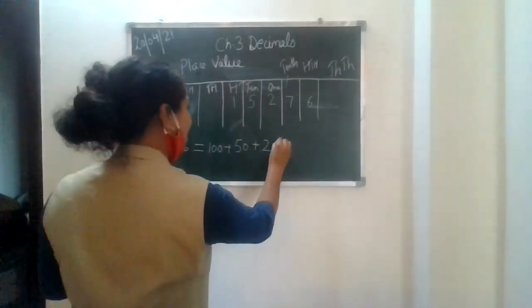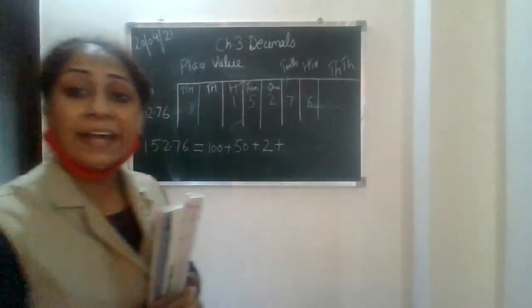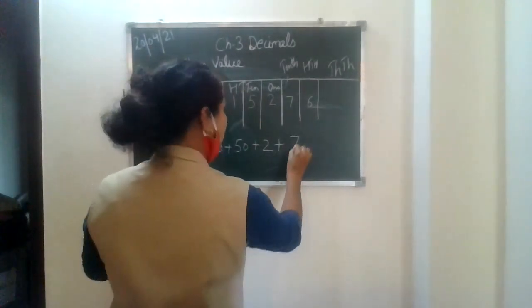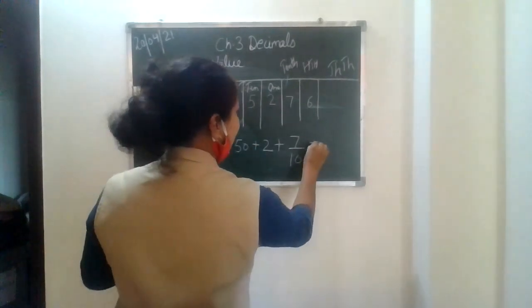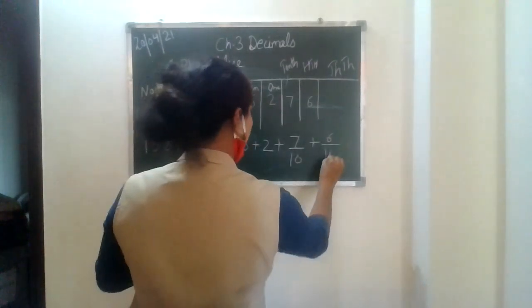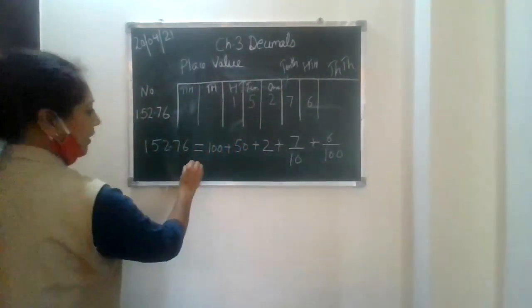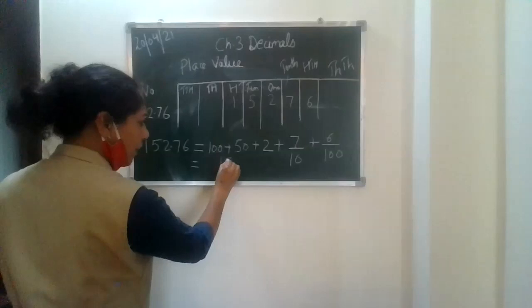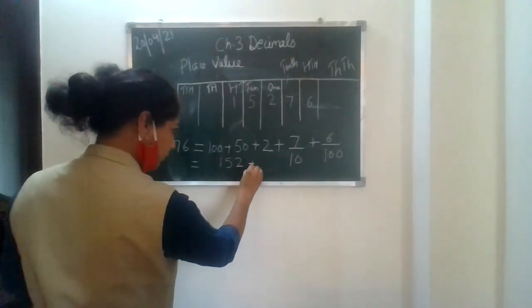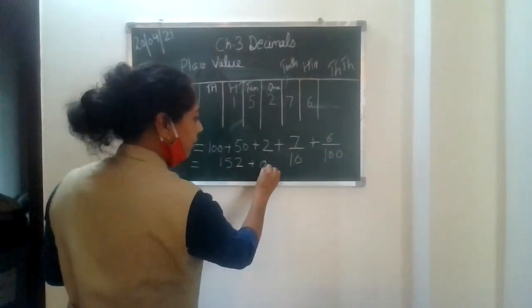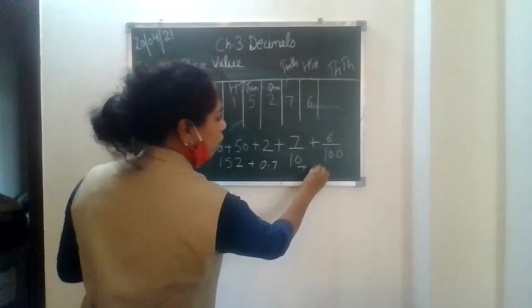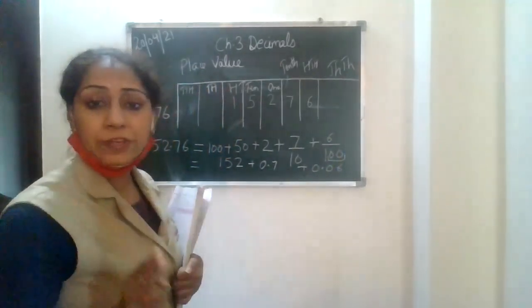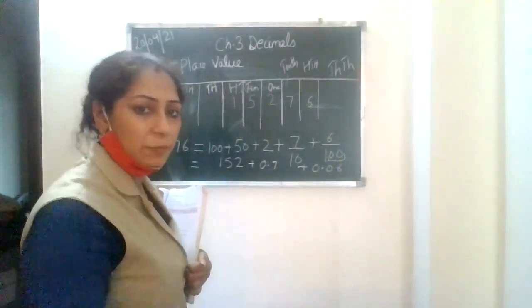Okay, plus 7 is at tenth place. So I'm going to write 7 as 7 upon 10 and 6 as 6 upon 100. Or the other way of writing is, we'll add up 150 and 2, very easy to add up. We'll get 152. This is 0.7, fine. And this is 0.06. As I told you, if there are 2 zeros in the denominator, you have to place the decimal accordingly.